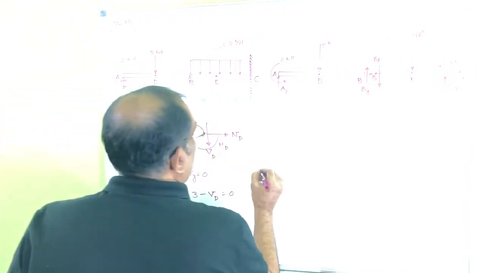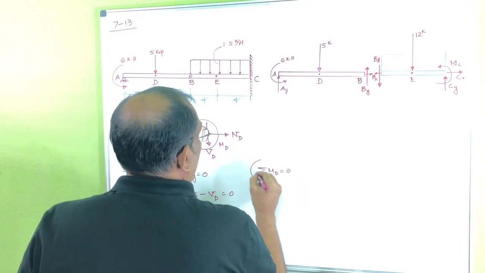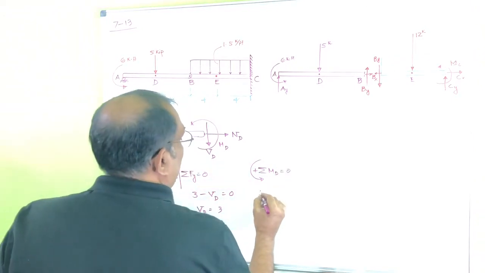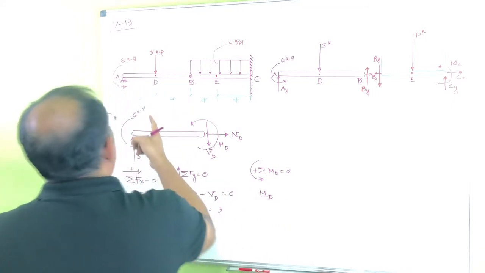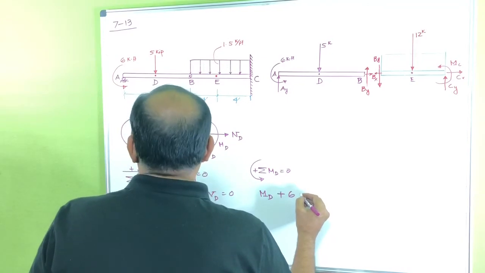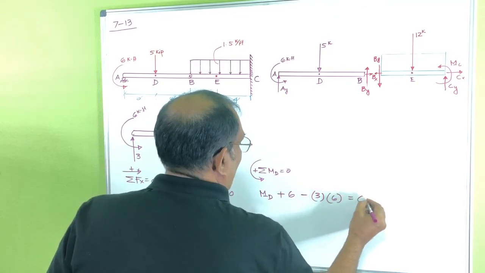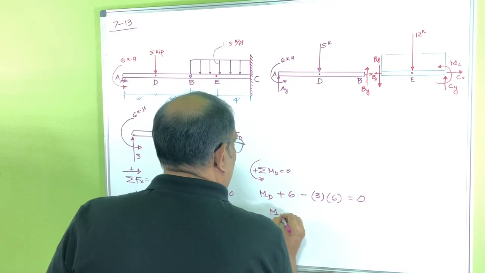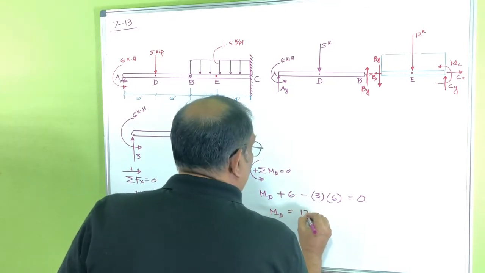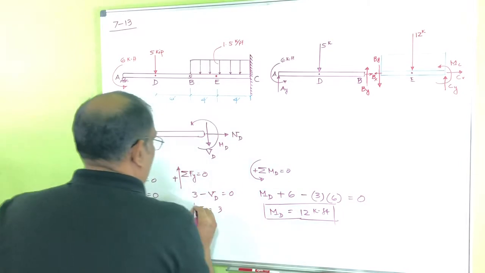Okay, and then summation of moment at D equal to 0. Counterclockwise is positive, so MD, this one is also counterclockwise, so this is plus 6, and this is clockwise, that's actually 3 into 6. 3 into 6, that's equal to 0. So MD is equal to 12 kip feet. Again, I got a positive number, so my moment is also positive.